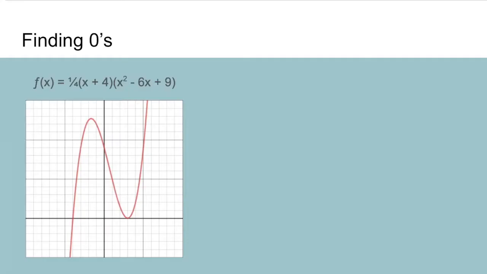So next we're going to be looking at finding zeros, and there are many methods of doing this that hopefully you've learned before, but here we're just going to be using factorization for simplicity's sake. So we're going to take this function right here and try to find the zeros of it. So the first thing I'm going to do is factor this term out, and we're going to end up with something like this.